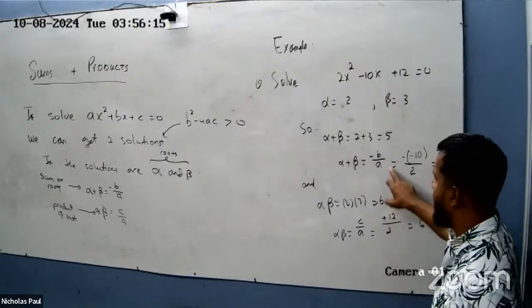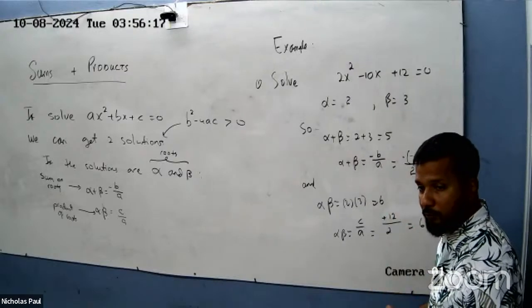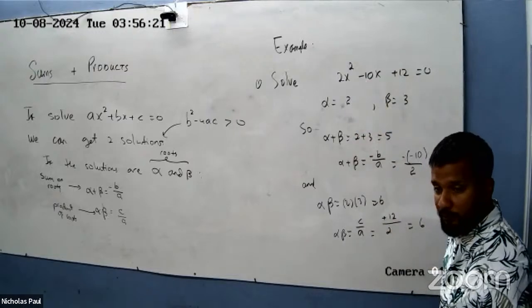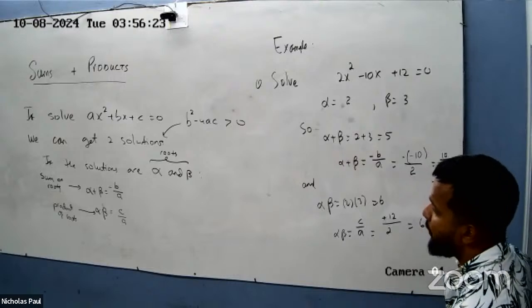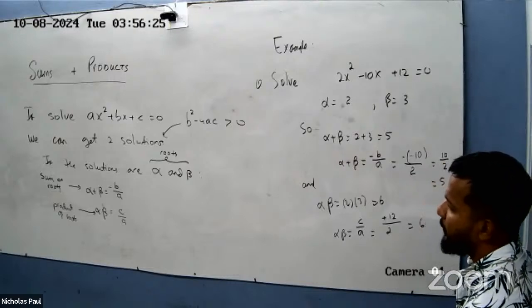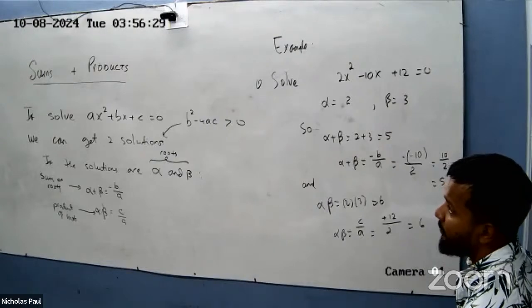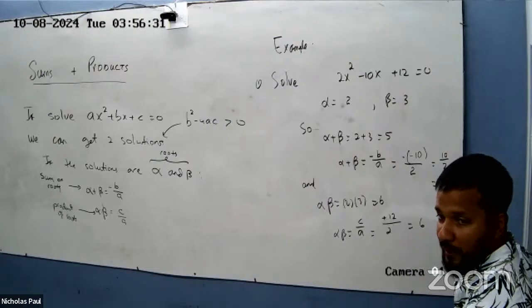Even if you get positive numbers, it doesn't matter, the formula will still work. Even if you get a positive value here, the formula still works. So the sum of the roots, alpha plus beta, is always minus b on a. And the product of the roots, alpha by beta, is always c on a, all the time.